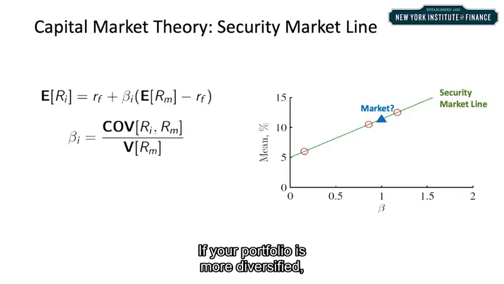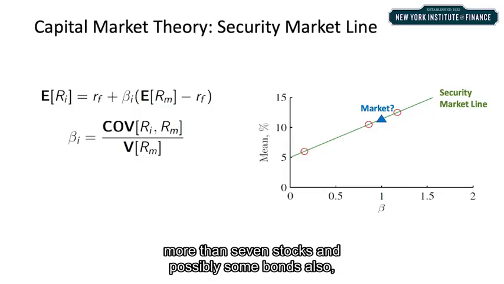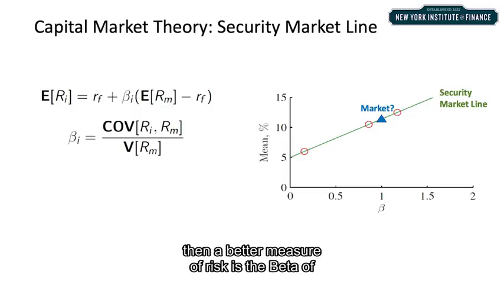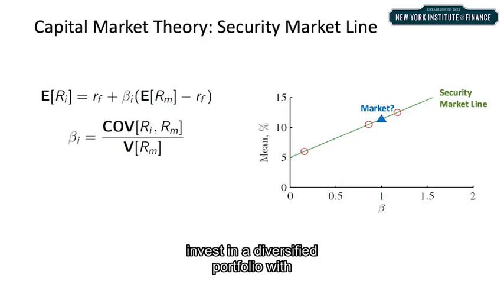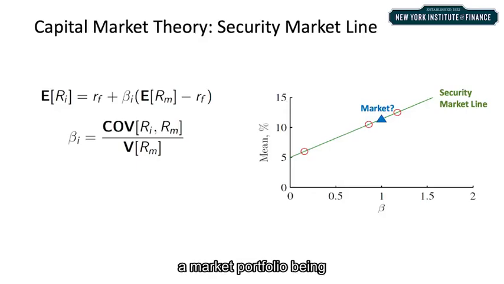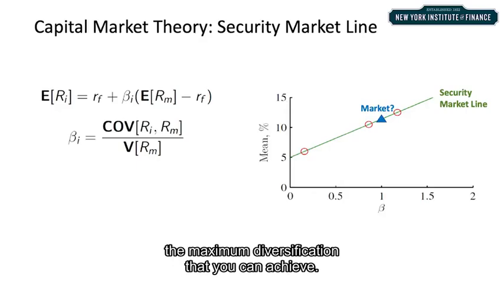If your portfolio is more diversified, say a portfolio with more than 7 stocks and possibly some bonds also, then a better measure of risk is the beta of the portfolio as shown in the graph on the right. The capital market theory suggests that you should invest in a diversified portfolio with a market portfolio being the maximum diversification that you can achieve.